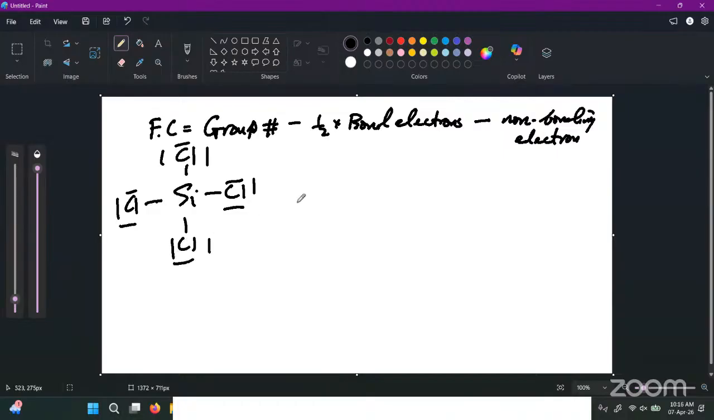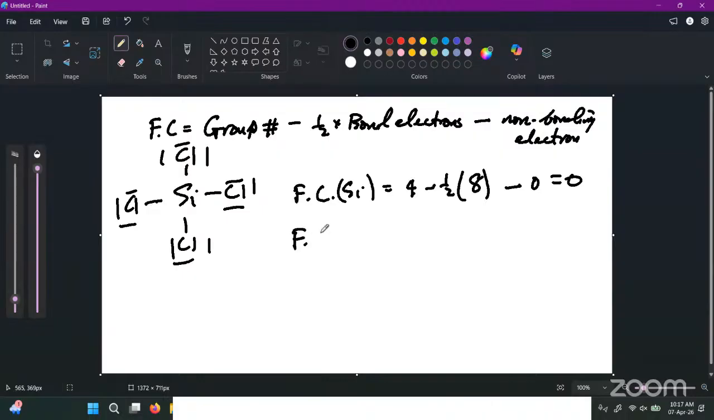Right? So if you were to calculate the formal charge of the silicon, that will be equal to the group number, which for silicon is 4, minus half the number of bonding electrons. For silicon, the number of bonding electrons will be 2, 4, 6, 8, so half of 8, minus the number of non-bonding electrons. There are no non-bonding electrons, so that will be 0. So when you work that out, that will be 0, right? Therefore, silicon has no charge on it.